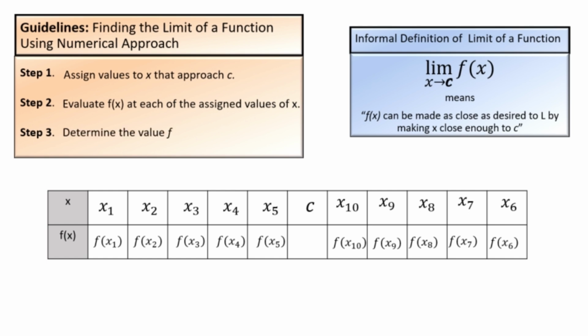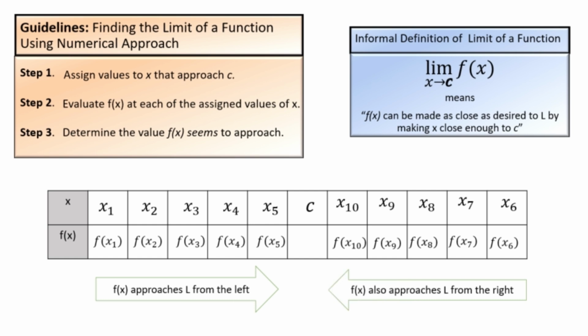Third, determine the value f of x seems to approach based on the generated values from step 2. First from the left, then from the right. In this case, your intuition is needed. That's why we call it an intuitive approach. Note that it is important that f of x approaches the same number, say L, from either direction. If this happens, then bingo, we conclude that L is the limit of the function as x approaches c.